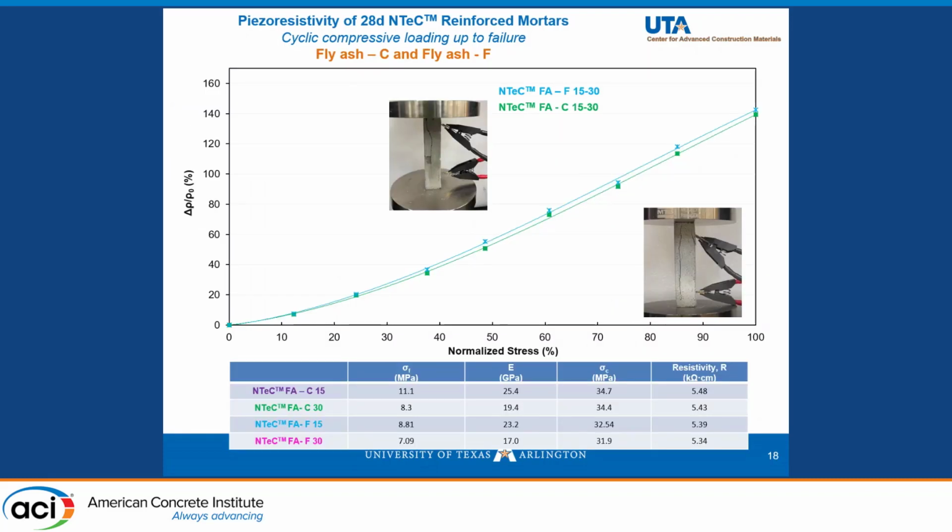We ran the same piezoresistive tests for fly ash type F mortars with CNTs at 0.1% per weight of the binder. We observe here that the mortars with fly ash type C and fly ash type F show a similar behavior, and we observed fractional change in resistivity varying from 7% up to 140% at the end of this experiment.